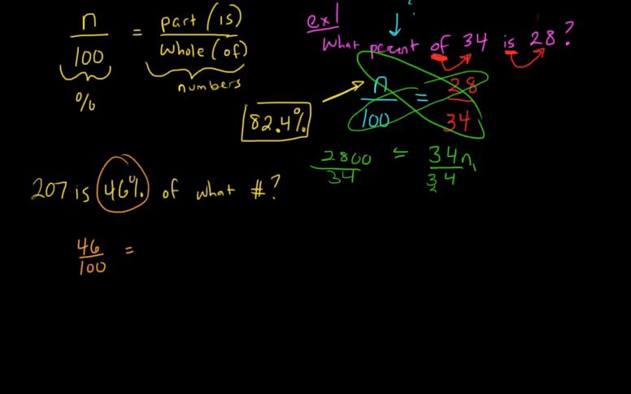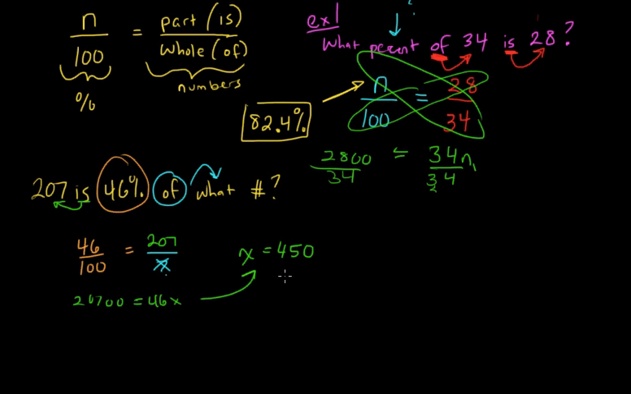Now, what we don't know is the of, the whole. We know the part of it, but we don't know what the whole number is. So of what? We don't know. Let's say it's x. And we do know the is. It's 207. When you solve this out, you'll end up getting x equals 450. If you don't believe me, do 207 times 100 to get 20700 equals 46x. Divide both sides by 46, and voila, I promise, it's 450.